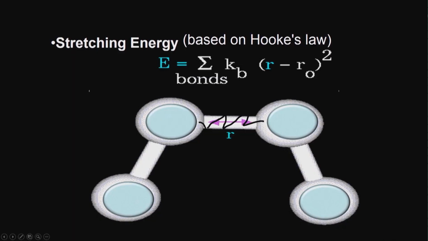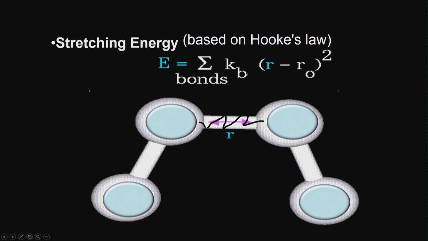The first one is the bond stretching. This is based on Hooke's law, like I said. So energy is equal to Kb, where Kb is a constant, times R minus R naught, squared. R is the distance, and R naught is the bond length at equilibrium. So this shift from R naught to R, squared, will contribute to the energy. There is a constant Kb, and this is a summation.